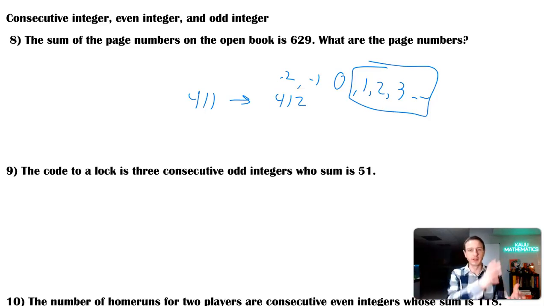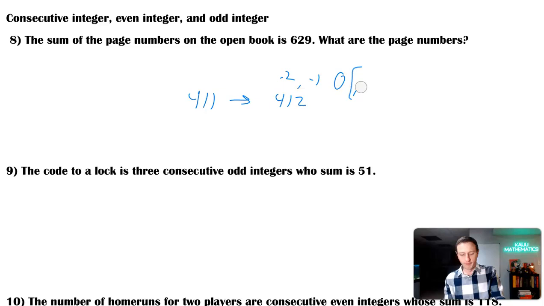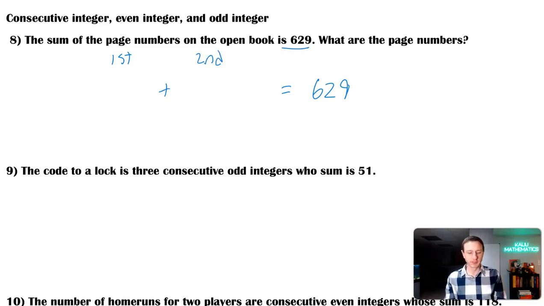So you open it, it's page 411. The very next page is 412. What we're trying to figure out is, if I open up the book and add the two page numbers together, I get 629. The first page on the left and the second page on the right add to 629, but I have no idea what these page numbers are right now. I just know that these two page numbers are going to add to 629.